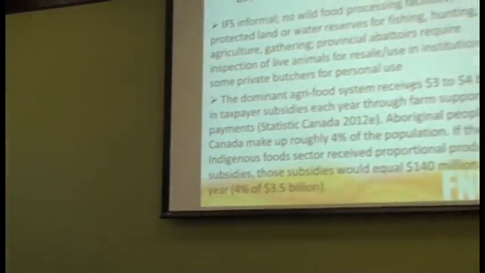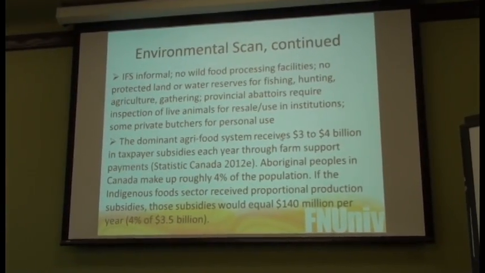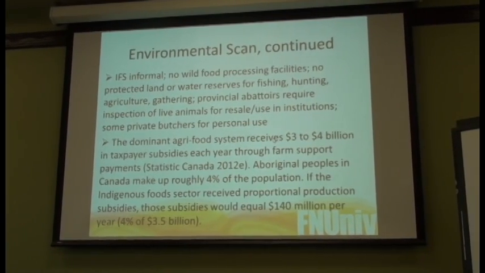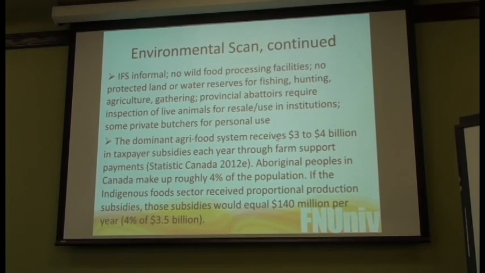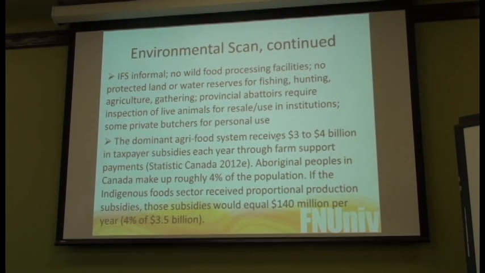So as a summary, the Indigenous food systems in Regina area and in the larger Saskatchewan area are still primarily informal. There are no wild food processing facilities, no protected land or water reserves for fishing, hunting, agricultural, and gathering, although those rights are affirmed in the Constitution. Provincial abattoirs require inspection of live animals if you want to resale those meats. So we had a bit of a joke about, how do you drag a moose into a provincial abattoir? There are some private butchers who will process meat for private use.